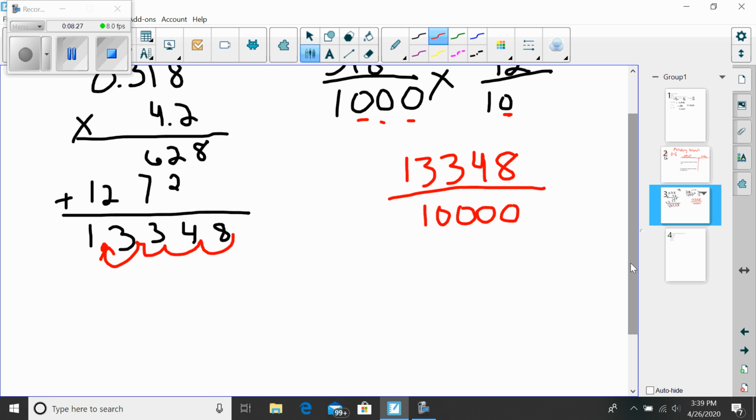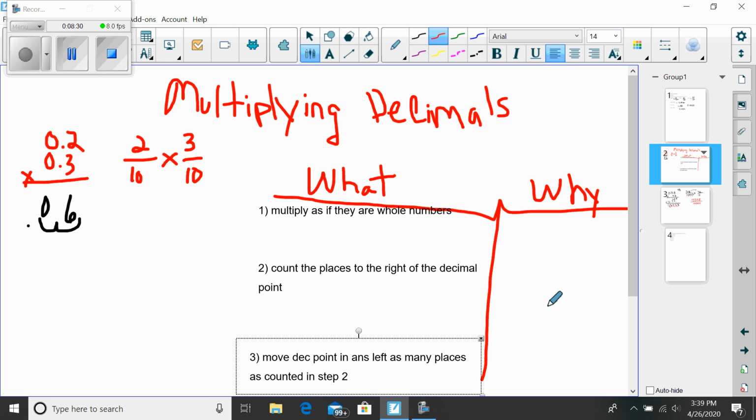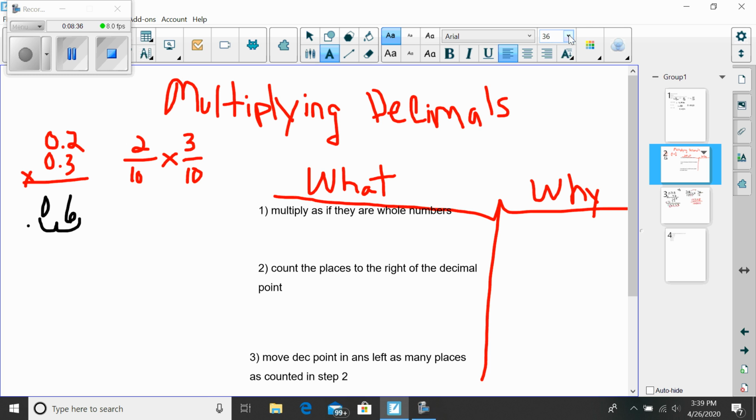Okay, so if I want to put that into the Y chart, over here under the Y side, let me make a step 0 though. So this starts before I multiply them. So on the Y side, write as fractions. I'm going to do that before I even start the problem. Then step 1, well, when I do numerator times numerator, they are whole numbers. So I tell kids multiply them as if they're whole numbers. Well, they are if I change them to fractions.